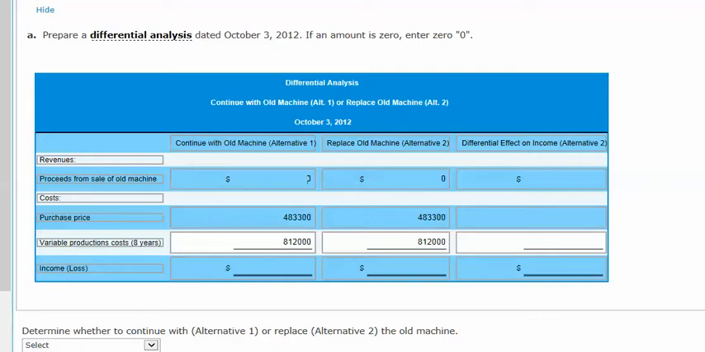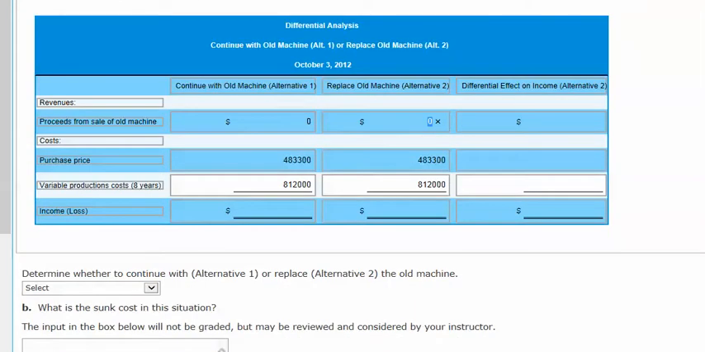Okay. So under continuing with the old machine, we would have 0 sales price. We had 61,300, and our differential effect in income would be 61,300. Our purchase price under continuing with the old one would be 0. We would have a purchase price under Plan B here of $483,300. So we're going to have purchase price of $483,300.